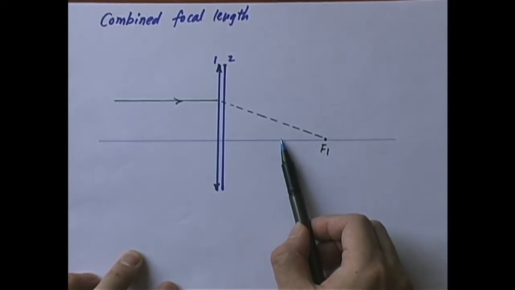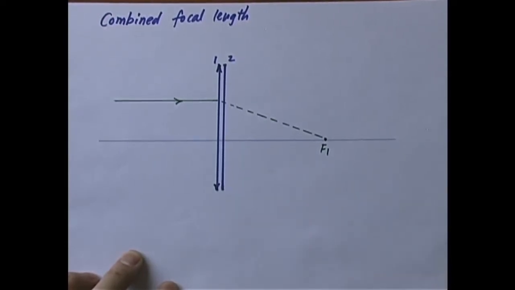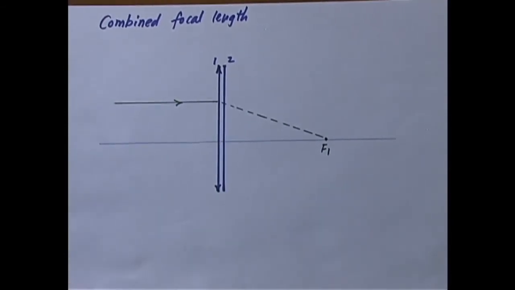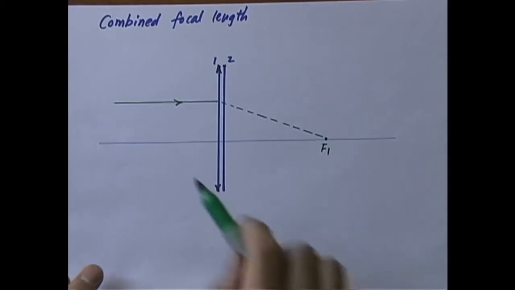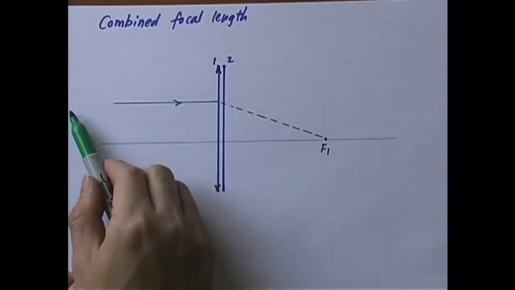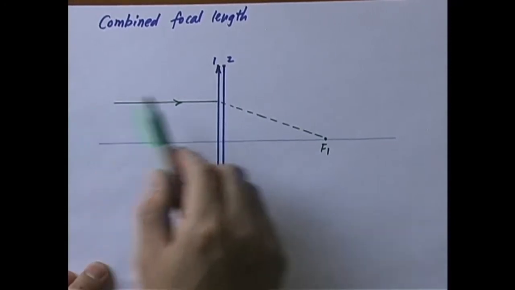So how do we find the final focal length? Suppose I know f1 and f2 for both lenses separately. How do I find the combined focal length? Well, the idea is we're going to deal with the first lens first, find the image formed by the first lens, and then use that image as the object for the second lens, and so we can locate the final image. Now I have a beam parallel to the optical axis, so P is infinity. P1 is infinity. I'm dealing with the first lens first.